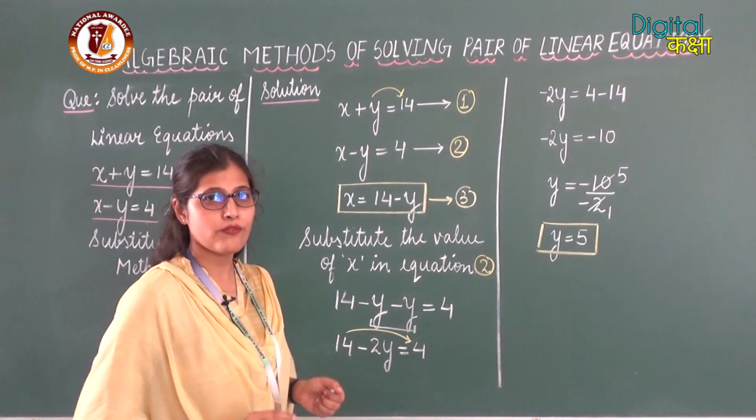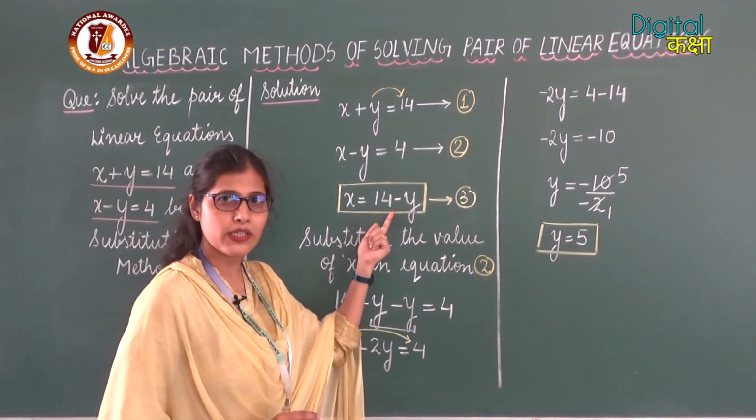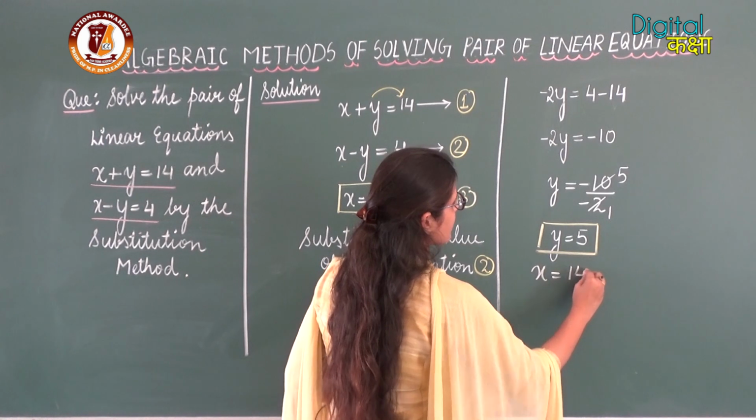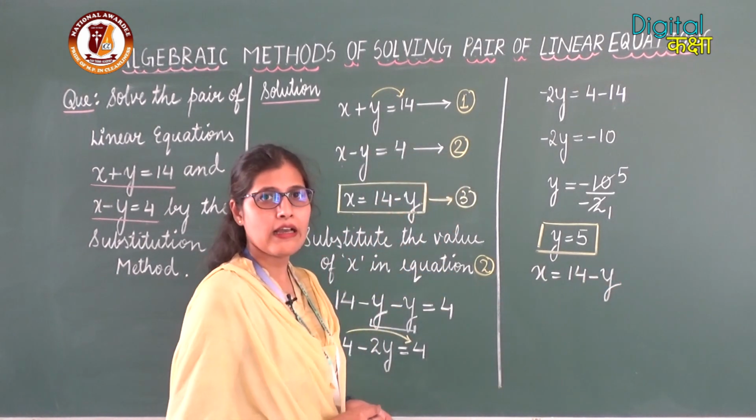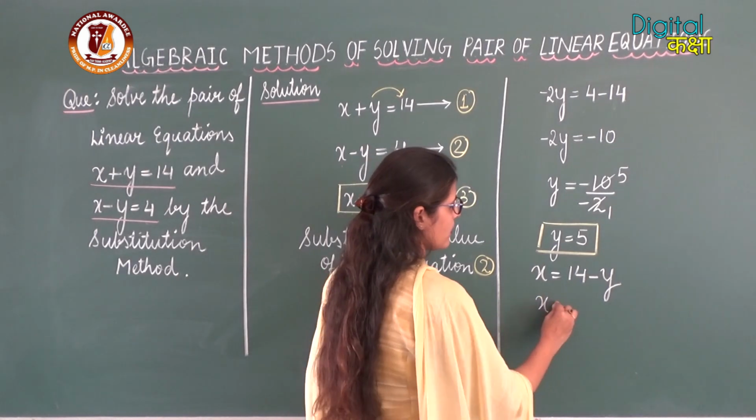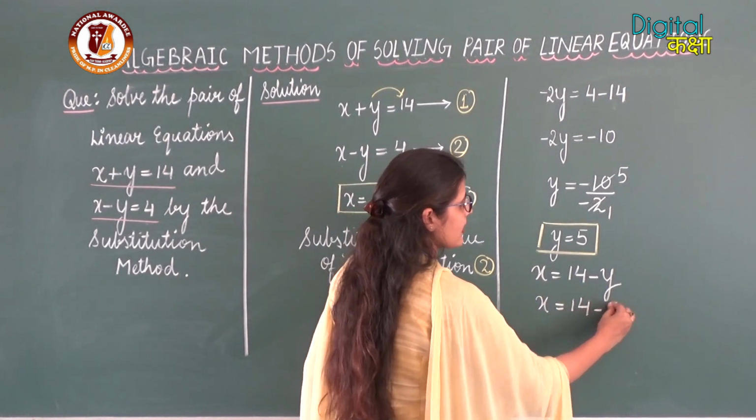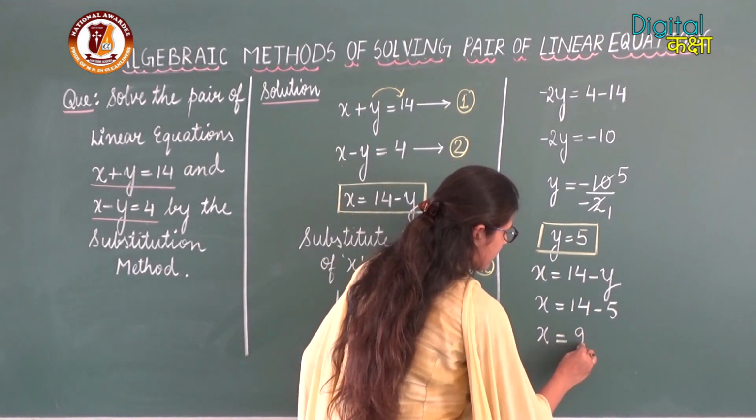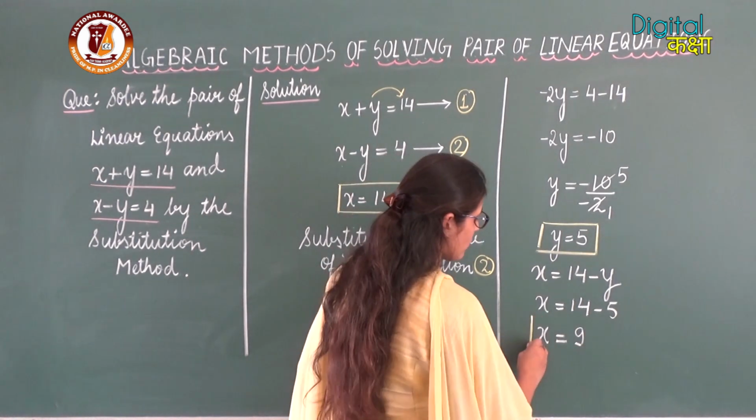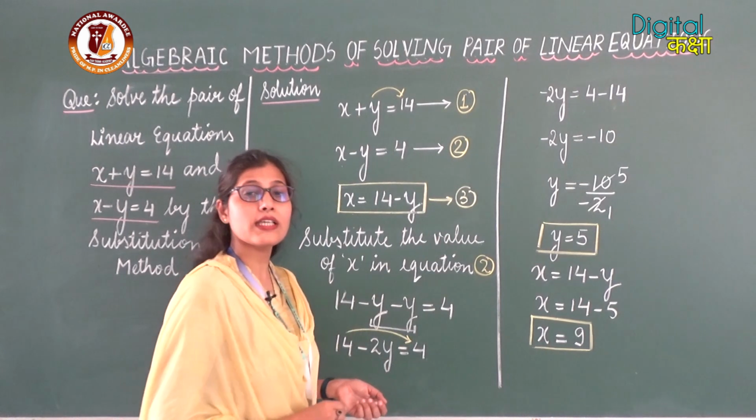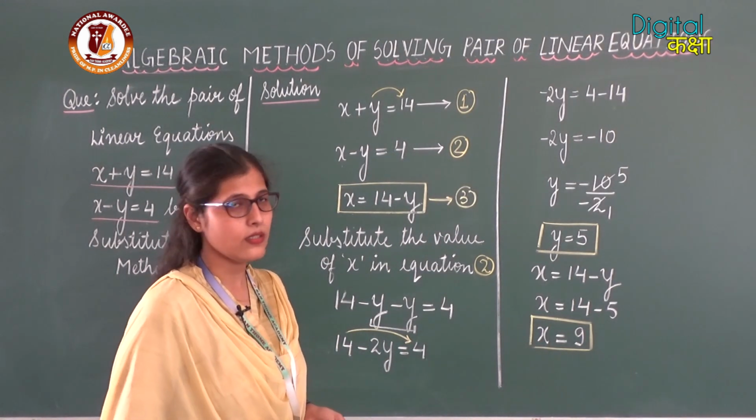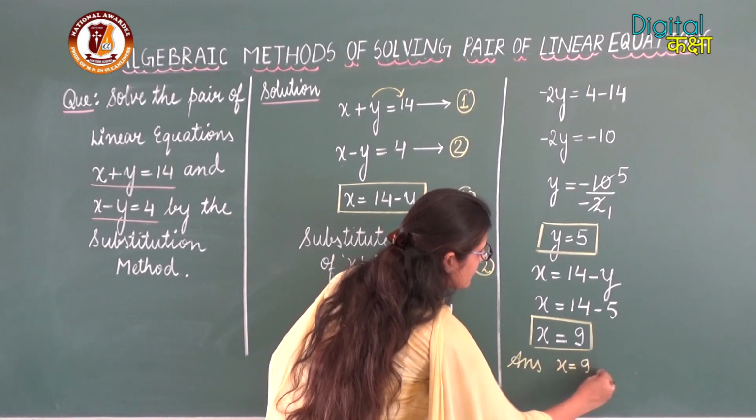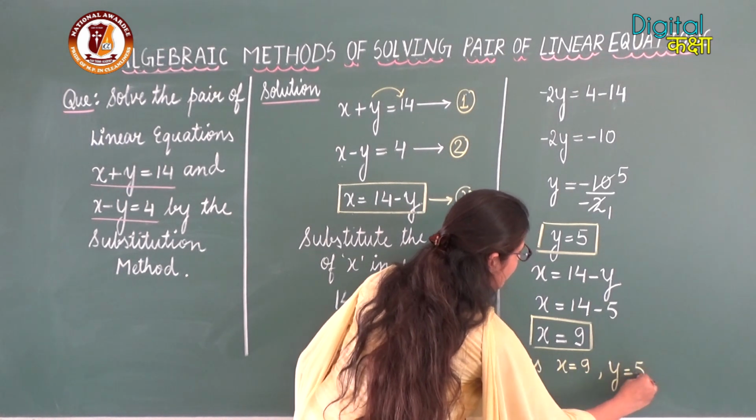Now this value of y we will be substituting in equation 3. So let us rewrite the equation 3 again. So x is equals to 14 minus y. In place of y, I will be substituting the value. Therefore, x equals to 14 minus 5. So, the value of x will be equals to 9. Thus, we got the value of x and y by solving the equations by substitution method. So, the answer will be x equals to 9 and y equals to 5.